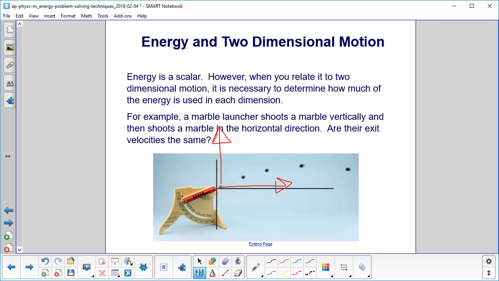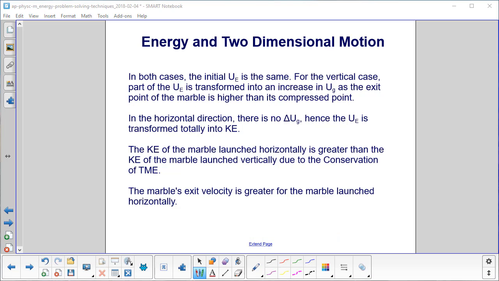Now here's our little marble launcher here, so we've compressed the spring, right? Let's say this spring gets compressed to that point. Then we release it, it travels like this, and then the marble pops out. It either goes this way for the horizontal or this way for the vertical. In both of those cases, the initial potential energy is the same.